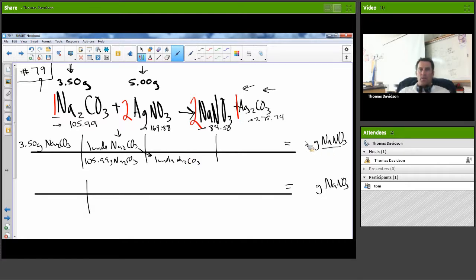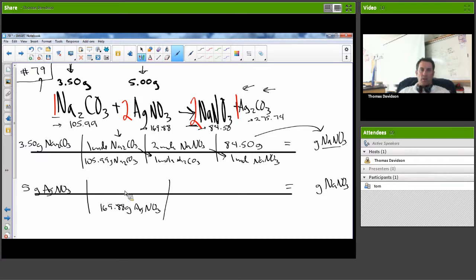All right, then I'm going to NaNO3. So I'm going to come over here, and I have a 2 mole NaNO3 right here. All right, that's from this coefficient. Then for every 1 mole NaNO3, I have 84.50 grams. Now my units match, so I'm ready on that one. Now let's go here. I have 5.00. I'm going to be lazy and just put 5 grams of AgNO3. The molar mass of that is 169.88 grams AgNO3. Grams are always per 1 mole of the same thing, AgNO3.